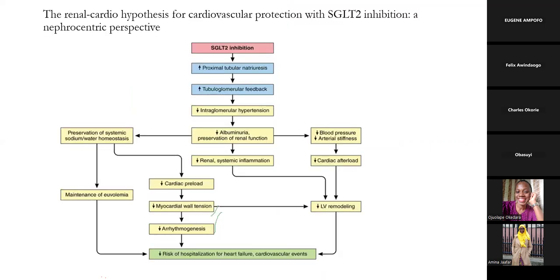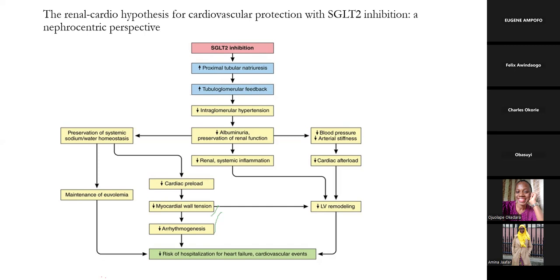And this slide I got from the previous presenter, I think Dr. Abubakar. That's the effect of SGLT2, cardiovascular protection, and the pathways that are being postulated. So once there's decreased intraglomerular hypertension, decreased albumin is being secreted, you have reduced blood pressure, reduced arterial stiffness, and that goes to reduce the cardiac afterload and eventually reduces what? The left ventricular remodeling. In the kidney, we also have decreased renal and systemic inflammation, and that also reduces the cardiac remodeling. So we have less fibrosis happening there.